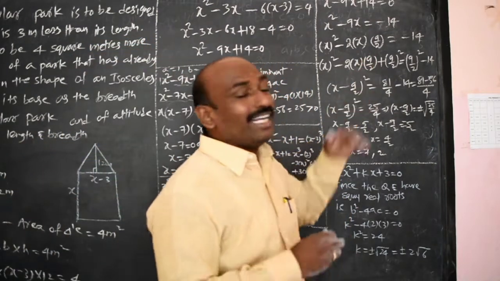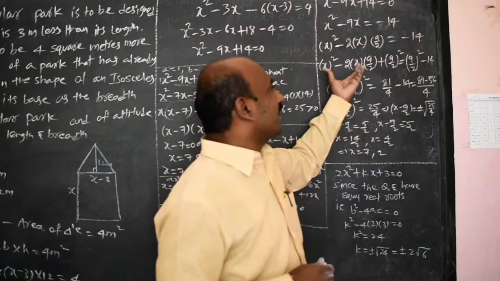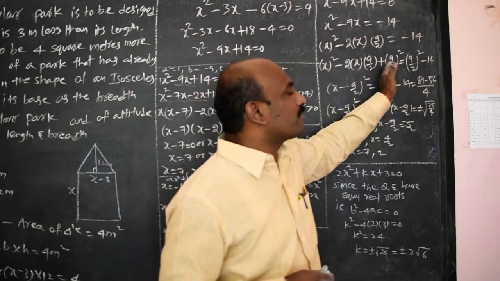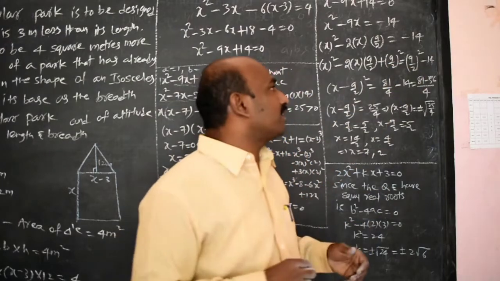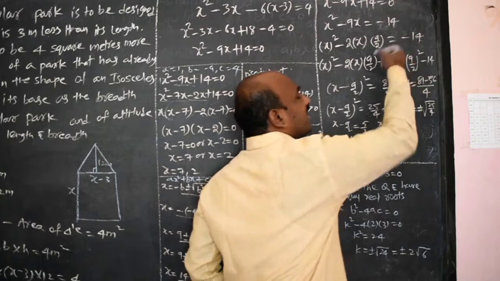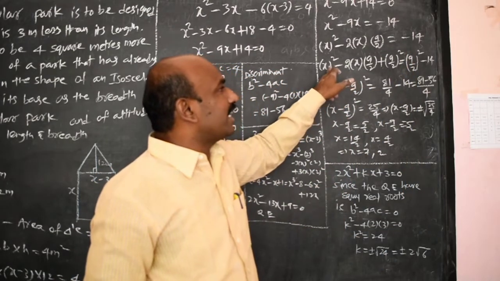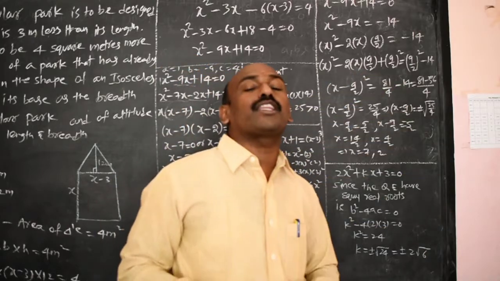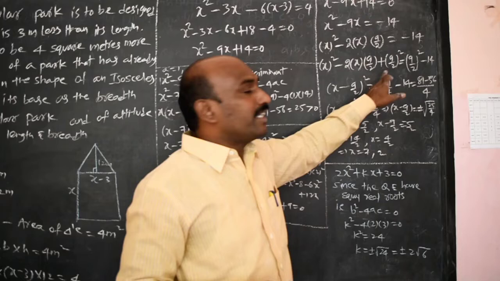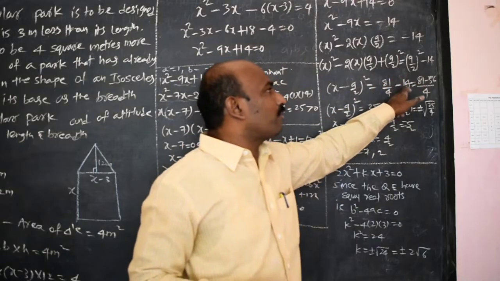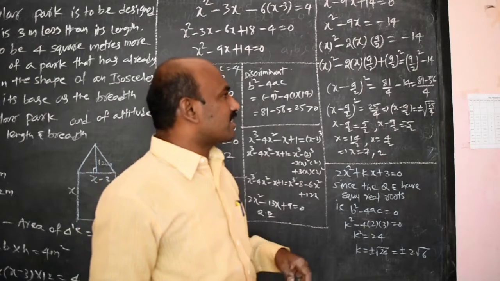Then we add 9 by 2 whole square on both sides, so we get a square minus 2ab plus b square, with b as 9 by 2 whole square. On the RHS you have 9 by 2 whole square minus 14. The LHS is a square minus 2ab plus b square, which is a minus b whole square, nothing but x minus 9 by 2 whole square. Here 9 by 2 whole square is 81 by 4 minus 14. Taking the LCM as 4, it is 81 minus 56.